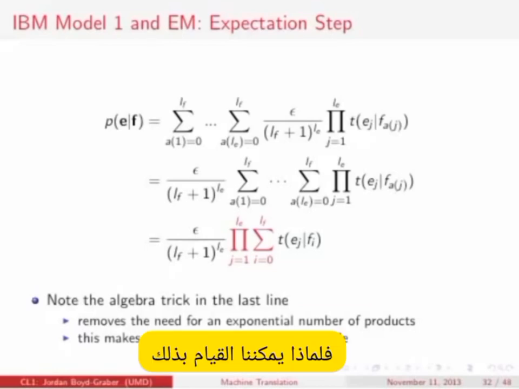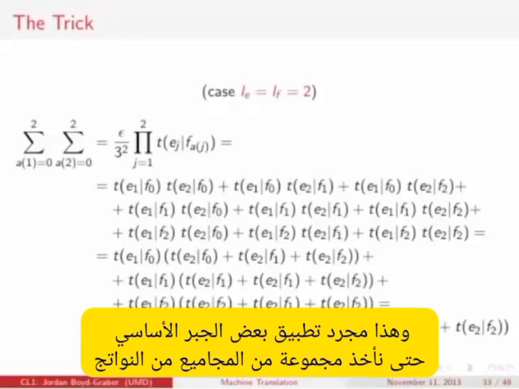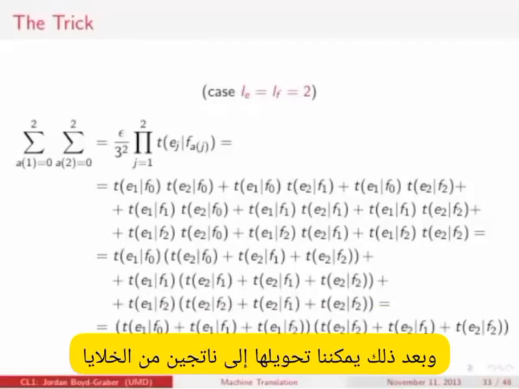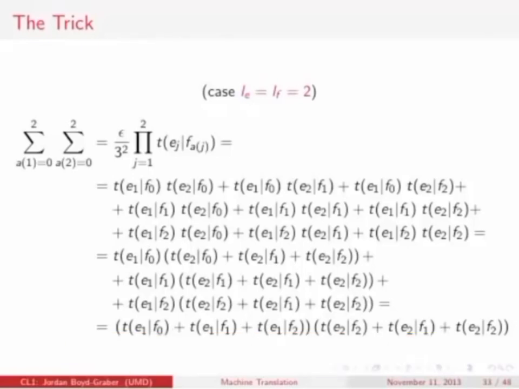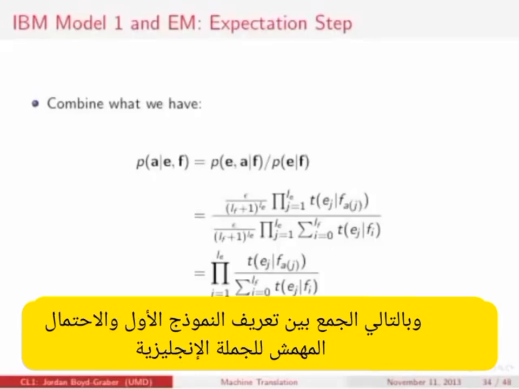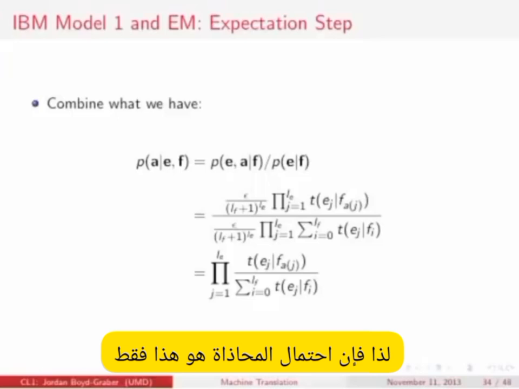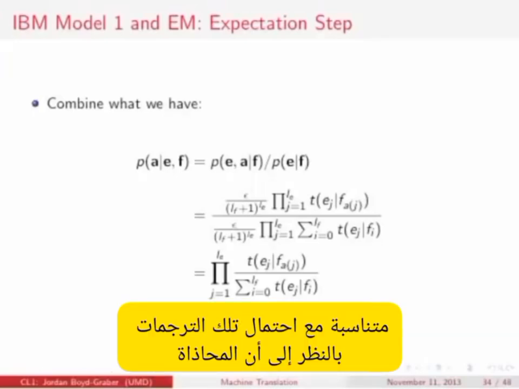So why can we do this? We can take a look at one example of this, where we just have two words in our sentences. This is just applying some basic algebra. We take a bunch of sums of products, and then we can factorize them out into two products of sums. And so combining the definition of Model 1 with the marginalized probability of the English sentence, we now can get this, and a lot of stuff cancels. So the probability of an alignment is just this, proportional to the probability of those translations given that alignment.